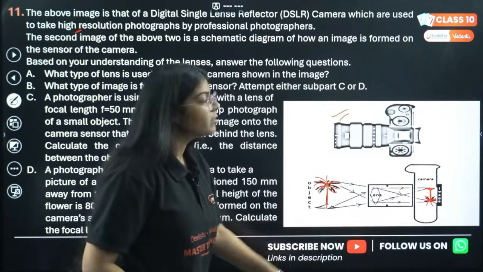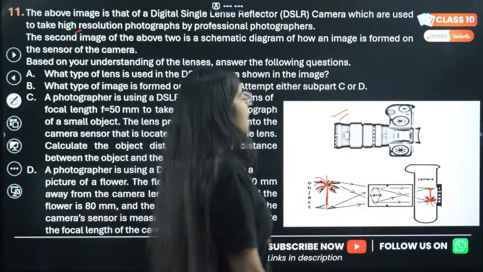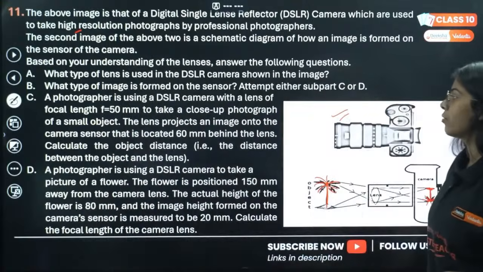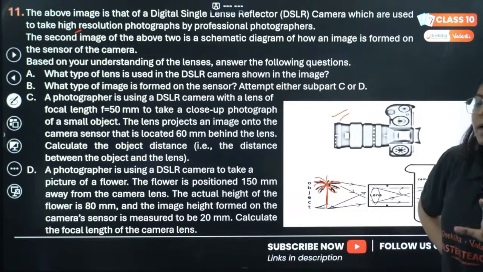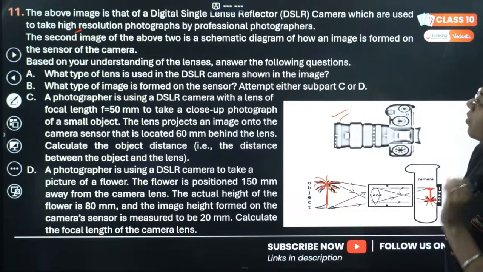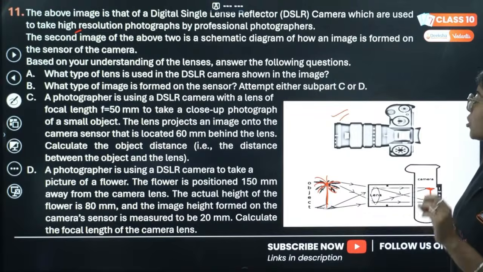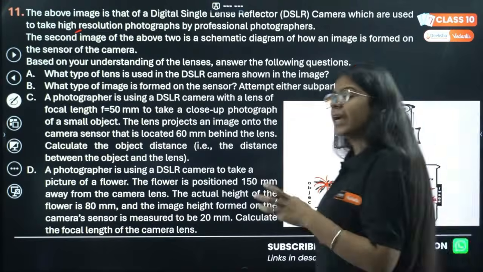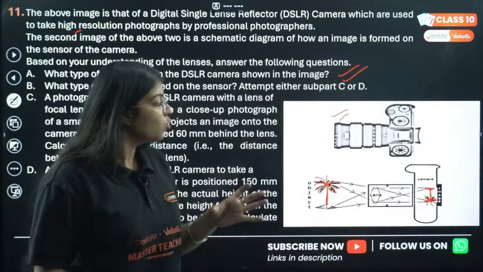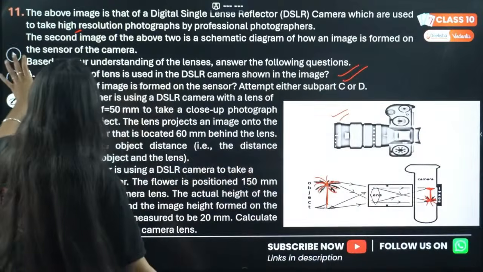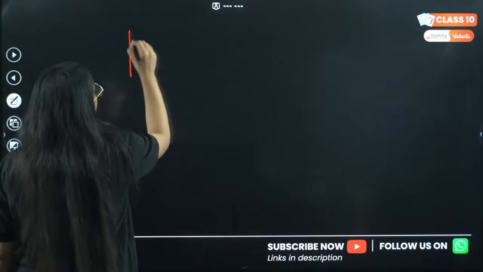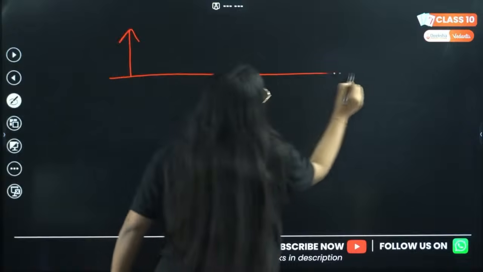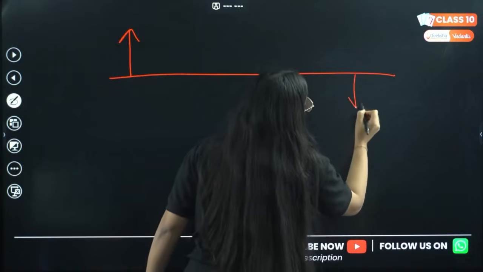Correct? Clearly visible. The next is, based on your understanding of the lenses, answer the following questions. First is, what type of lens is used in the DSLR camera shown in the image? Now, to see what kind of lens is being used, let us make this diagram into a ray diagram. This is my object and this is some kind of lens I have here. Okay, and my image is being inverted.